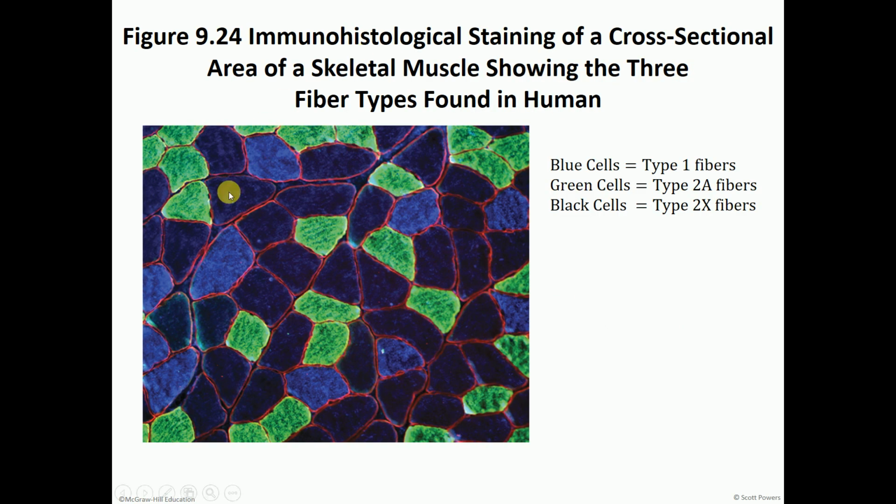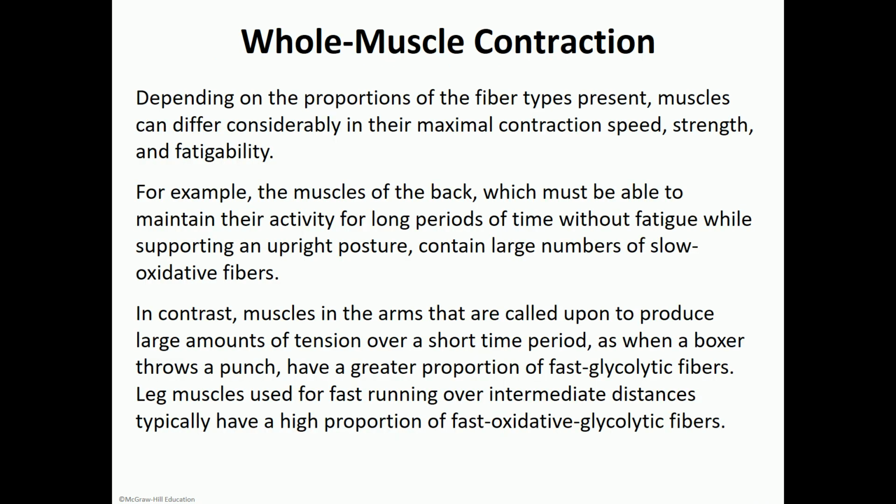Here again, you see that our muscles are really a mosaic of all three different kinds of fibers. Some muscles, though, would have more of one type than others. For the whole muscle to contract, that really depends on how many motor units were recruited. For example, the muscles of your back we can contract for longer periods of time without fatigue. Those are mainly made out of, although again there's a mosaic of all three kinds of fibers, a large number of the slow oxidative ones.